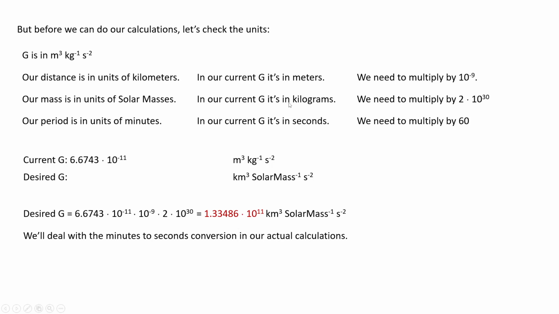Of course, how many kilograms do you find in a solar mass? It's actually 2 times 10 to the power of 30. You can Google that. That's roughly the mass of our sun. And going from minutes to seconds, you simply multiply by 60. So the G you find online is typically this number. That's the G you find online in cubed meters over kilograms per second squared.